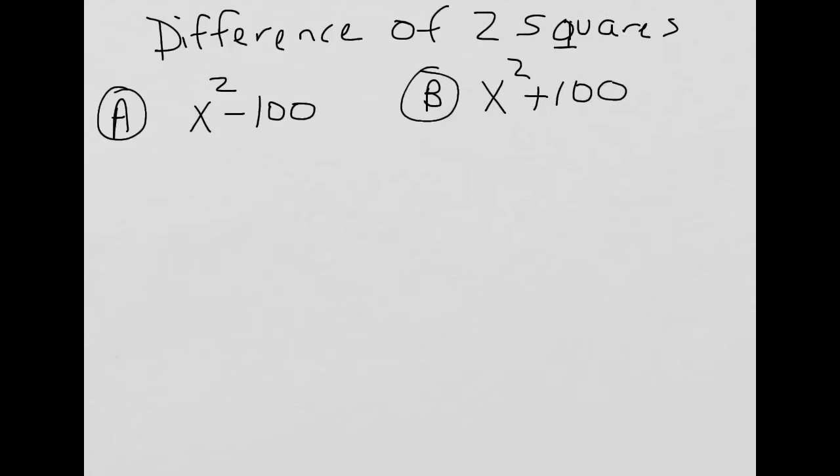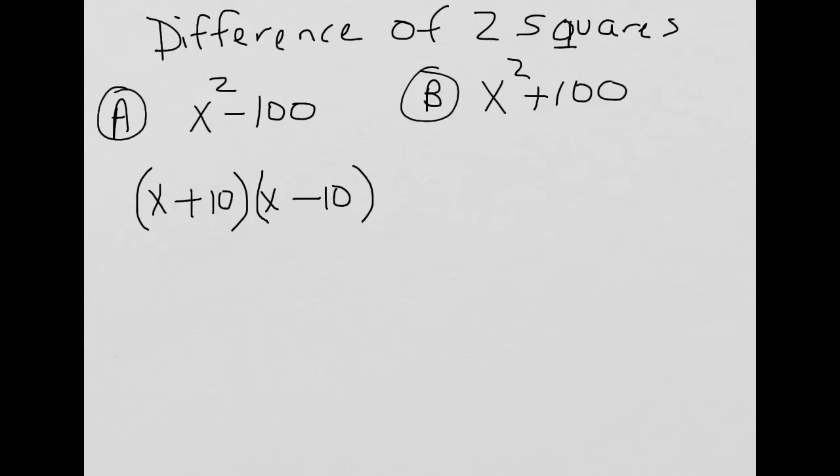What we're going to do is look at our first term, and we're going to ask ourselves, is that a perfect square? So x squared is a perfect square, so we're going to go ahead and write our first set of parentheses. 100 is a perfect square, so we're going to write our second set of parentheses. And then we ask, is there a subtraction sign? There is, so then you very quickly put a plus and a minus. You take the square root of x squared, which is x, and you take the square root of 100, which is 10, and you've just factored.